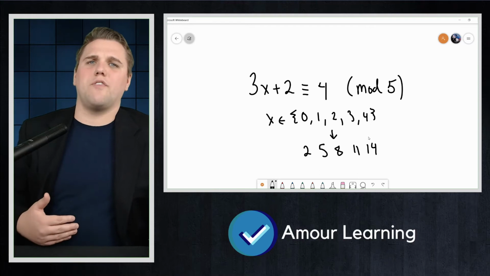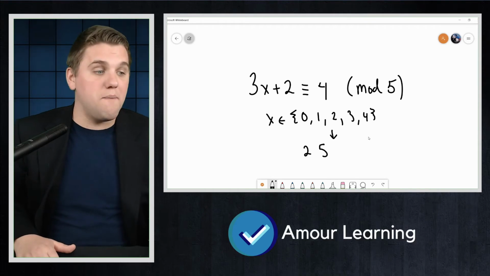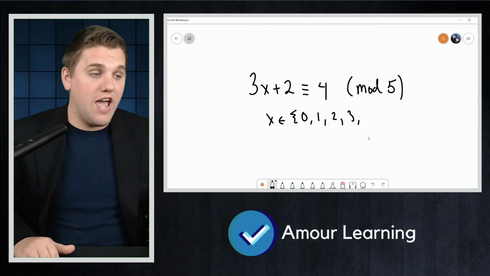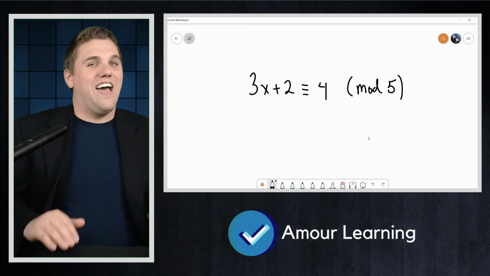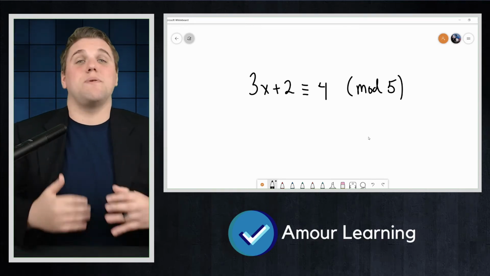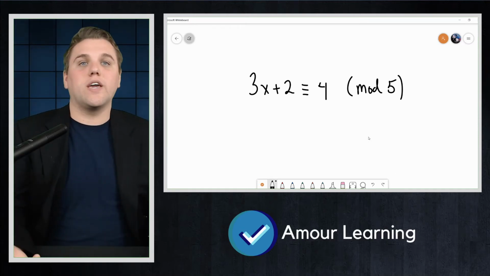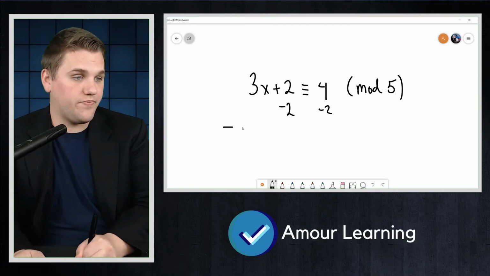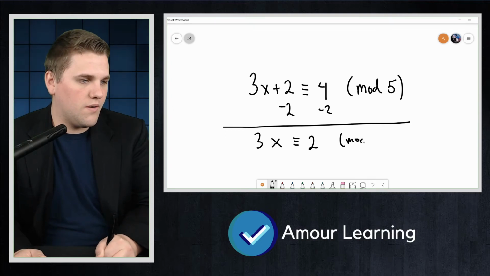Let's also see how you could solve this using our rules for the algebra of congruences. Such an approach would be much simpler than the trial and error tactic if the modulus was larger. If there were a lot more opportunities for x to be different values, then this could easily become a very challenging problem. So let's try to solve this algebraically. First, we know we can subtract 2 from both sides. That's not a problem. And we get 3x is congruent to 2 mod 5.